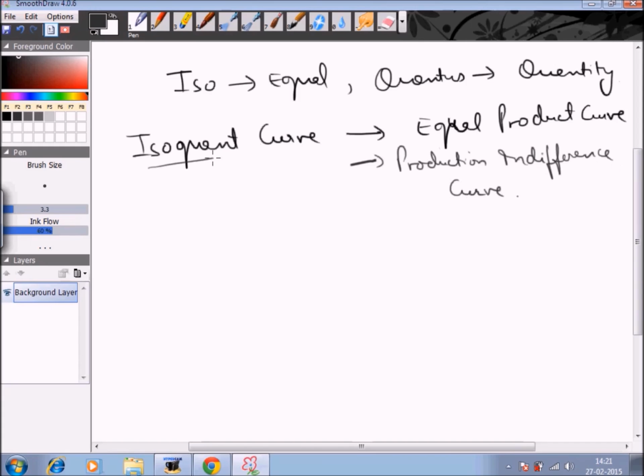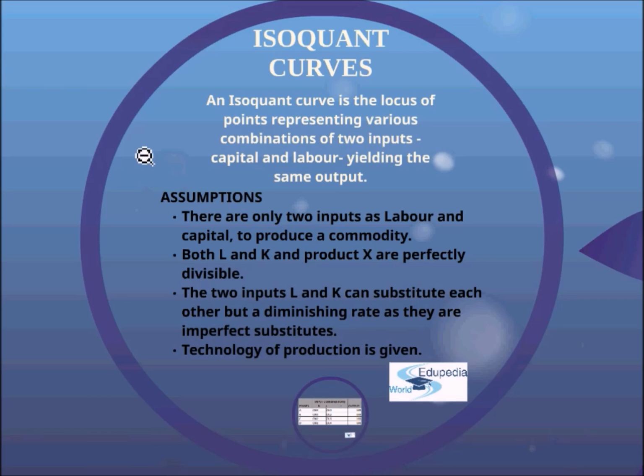And what does this curve show? Basically, the Isoquant curve shows that any point on this curve is a combination of labor and capital which will always produce the same unit of output. So an Isoquant curve is the locus of points representing various combinations of two inputs, one being labor and the other capital, yielding the same output.